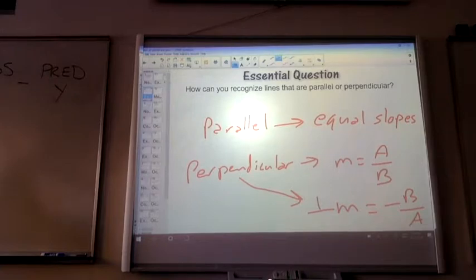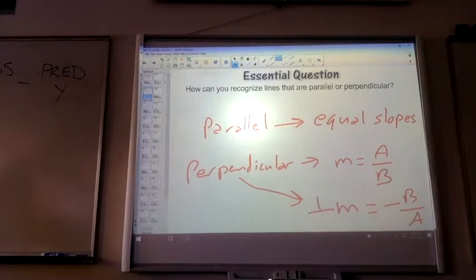And then if you have a vertical line and a horizontal line, those are perpendicular to each other, even though they don't satisfy the negative reciprocal rule. So an undefined slope, vertical line, and a horizontal slope, slope of 0, those are perpendicular.